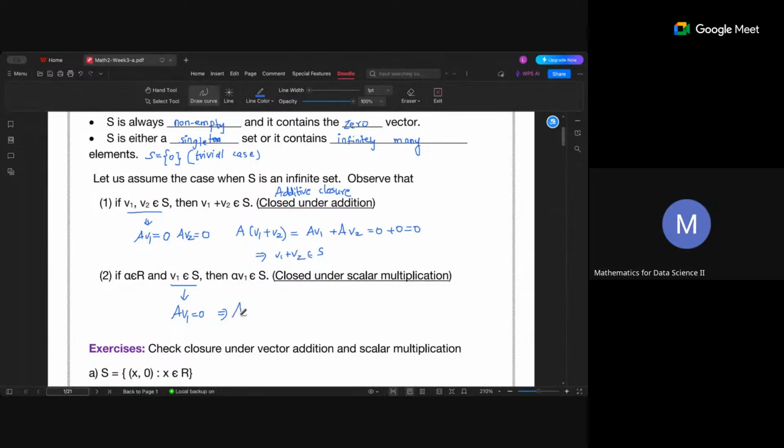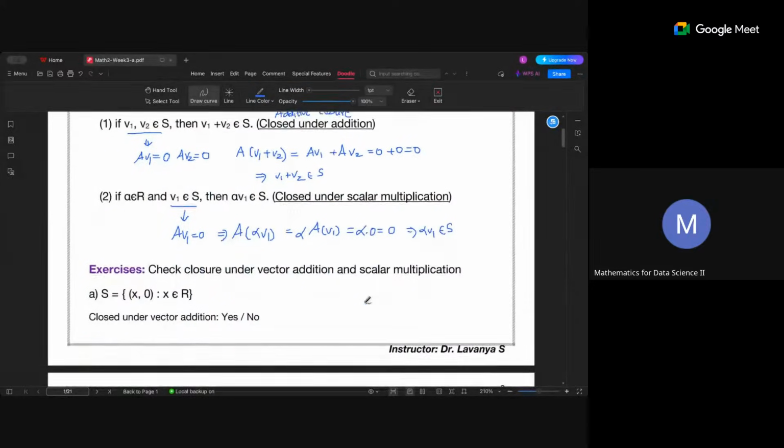right? Now, what can we say about A times alpha V1? Now, A times alpha V1 can be written as alpha times AV1. And what do we already know about AV1? AV1 is 0. So, alpha times 0 is 0. So, this means that alpha V1 also is in the set S. So, S is closed under scalar multiplication. This is the scalar multiplicative closure property. So, you see that this set is satisfying these two conditions.